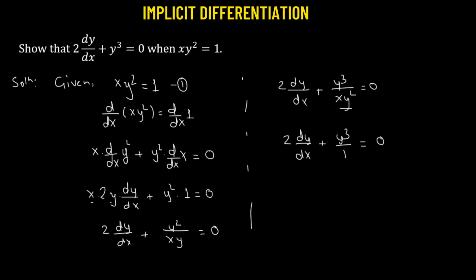We have used equation number 1. And finally, we get 2 times dy over dx plus y cubed equals 0. So this is what we were asked to show.